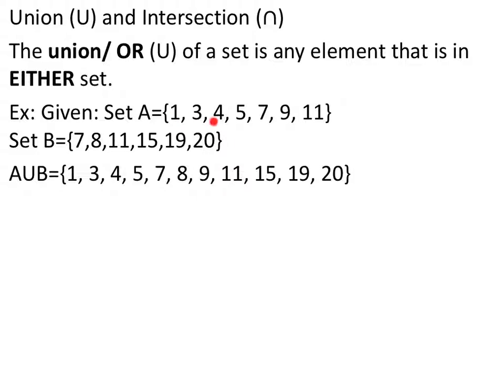So 1, 3, 4, 5 are good. They're all here in the set of the union. But then 7, which appears in both, we're only going to list once right there. Now if we go from least to highest, we would see 8 there, and then 9, and then 11 in the list. But again, 11 is not going to be listed more than once. And then finally we have 15, 19, and 20 as part of the union, because if it's part of one or the other or either set, then it's part of the union as well.